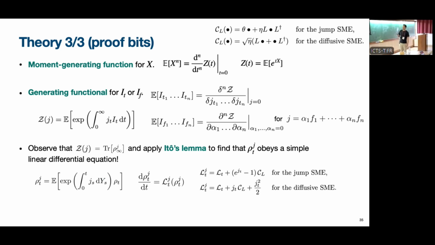And then, if you want the formal solution, Z_j is a trace of this guy. So it's going to be the time-ordered exponential of the generator, which is written here for the jump SME and for the diffusive SME. Okay. And then if you apply this formula or this formula to this equation, you find back the formula I showed in the previous slide. So this is the kind of technique we use to derive these equations.